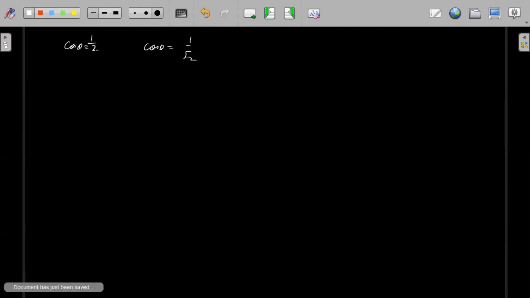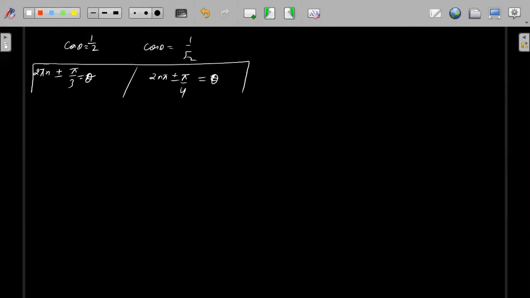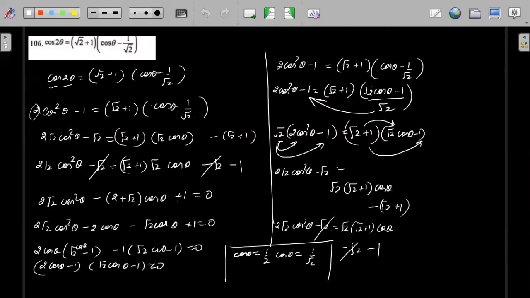So cos theta is equal to 1 by 2. The general solution is 2n pi plus minus pi by 3, right? And this one, 1 by root 2, is pi by 4. So 2n pi plus minus pi by 4, right? Either this or this, this is theta. If any one is true, you will get the solution. Okay, so let's copy this.